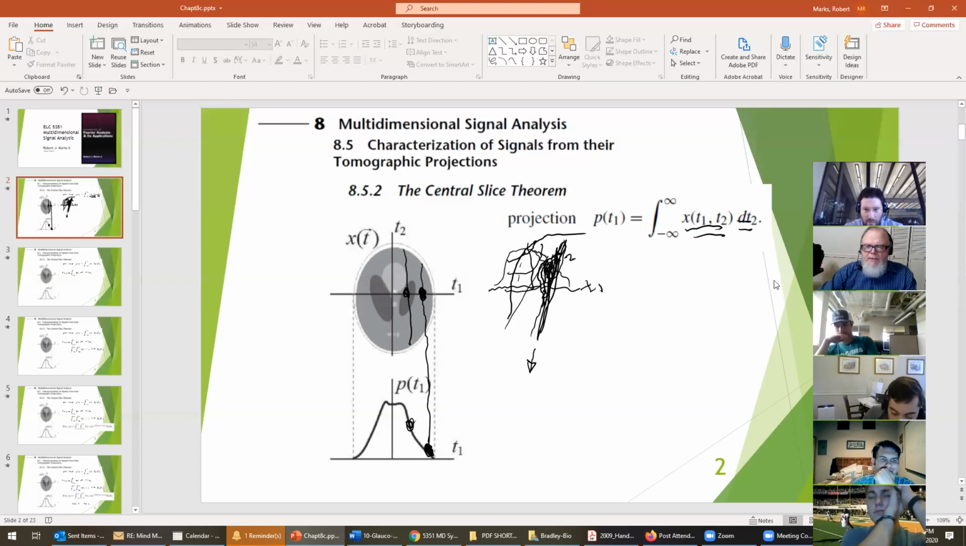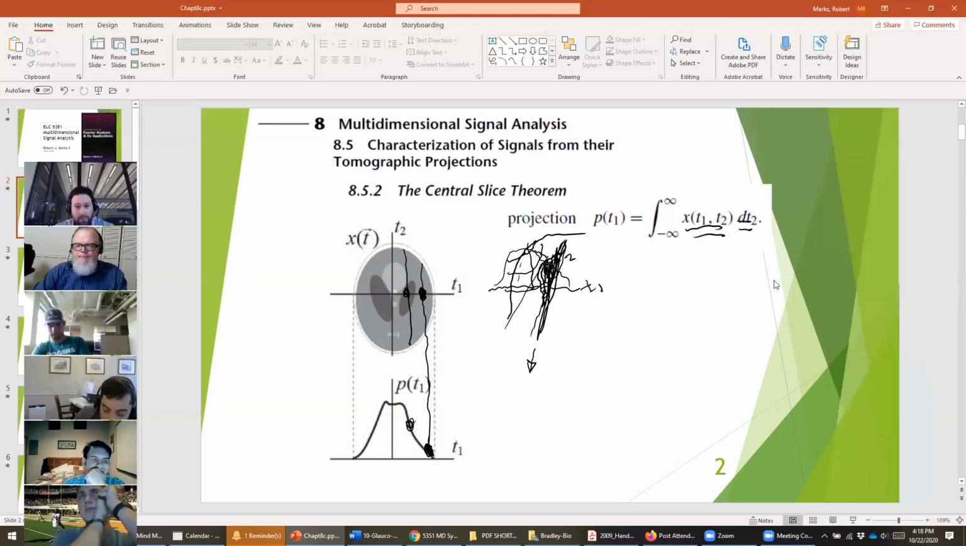Okay, what can we do with this? Well, clearly one slice is not going to be enough.